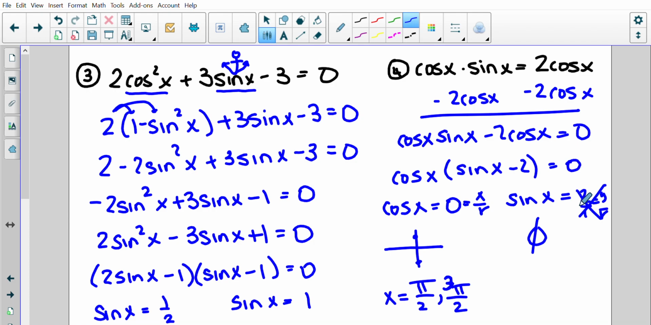The other way you can think of it is, if you remember the boundaries that we talked about for sine, sine always has to be in between -1 and 1 inclusive. So if you have a number outside of those boundaries, it's automatically going to be no solution. So our only two answers here would be pi over 2 and 3 pi over 2.